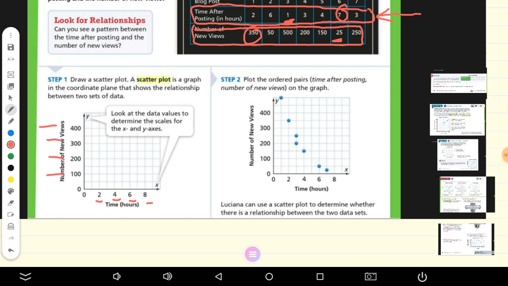Then we start putting the points. So when we put the point at y equals 350, go up, 350 is here, between 300 and 400, and so on until we get this graph. This graph cannot be connected. If you want to connect it as a straight line, I can't. Listen, I can't make a straight line with all these points.